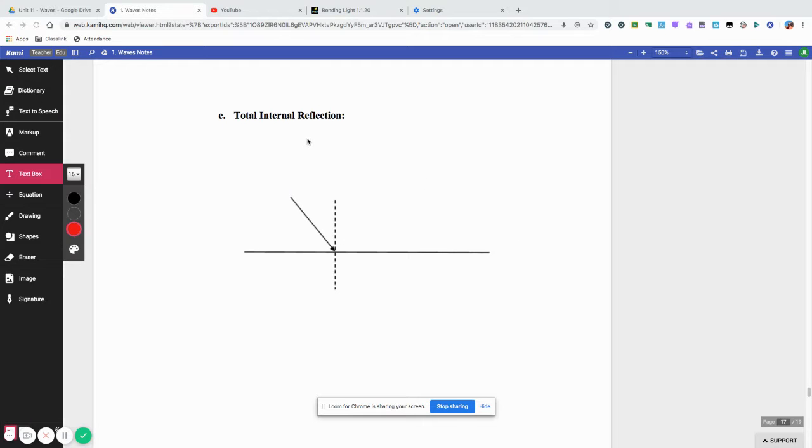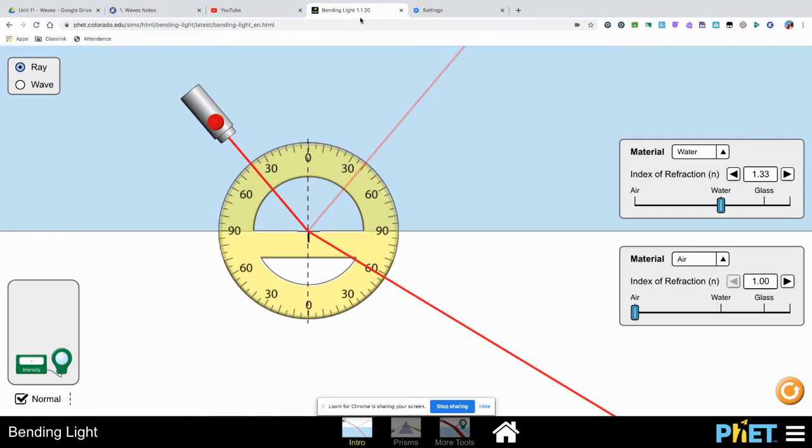All right, this video is going to be on total internal reflection. So we're at this point in the notes, but I'm going to show you a demonstration of it first. And this simulation shows it really, really well.